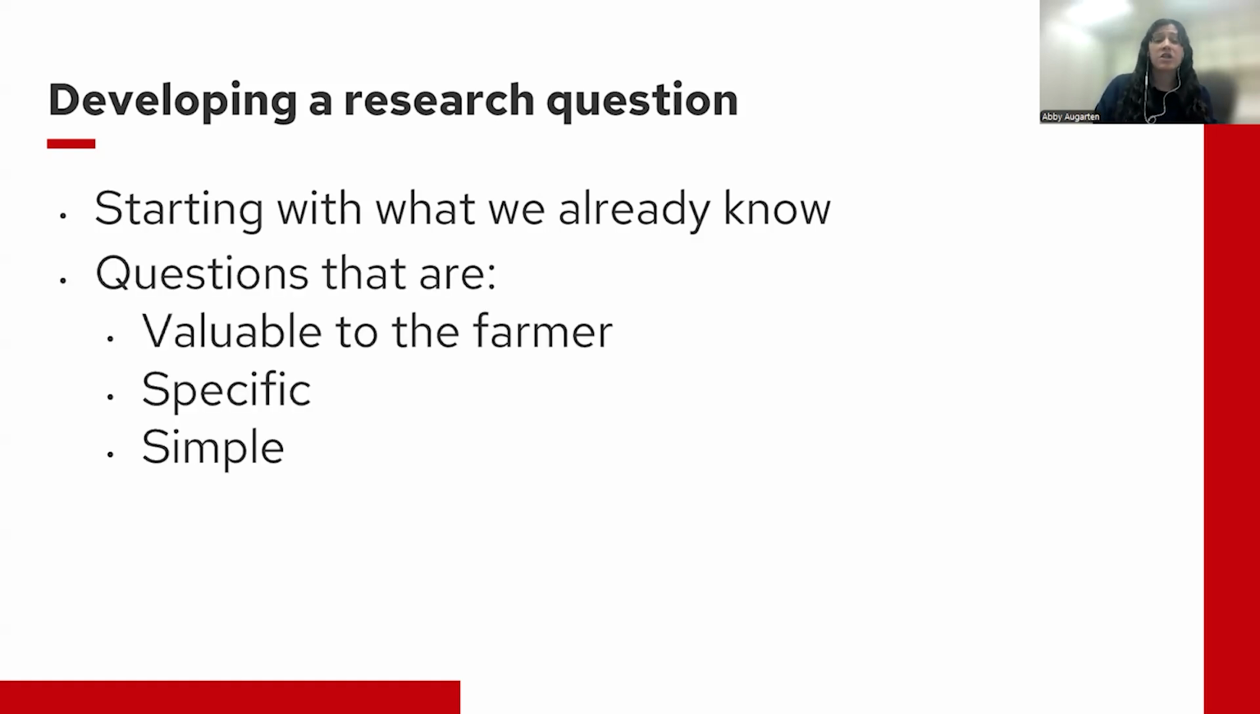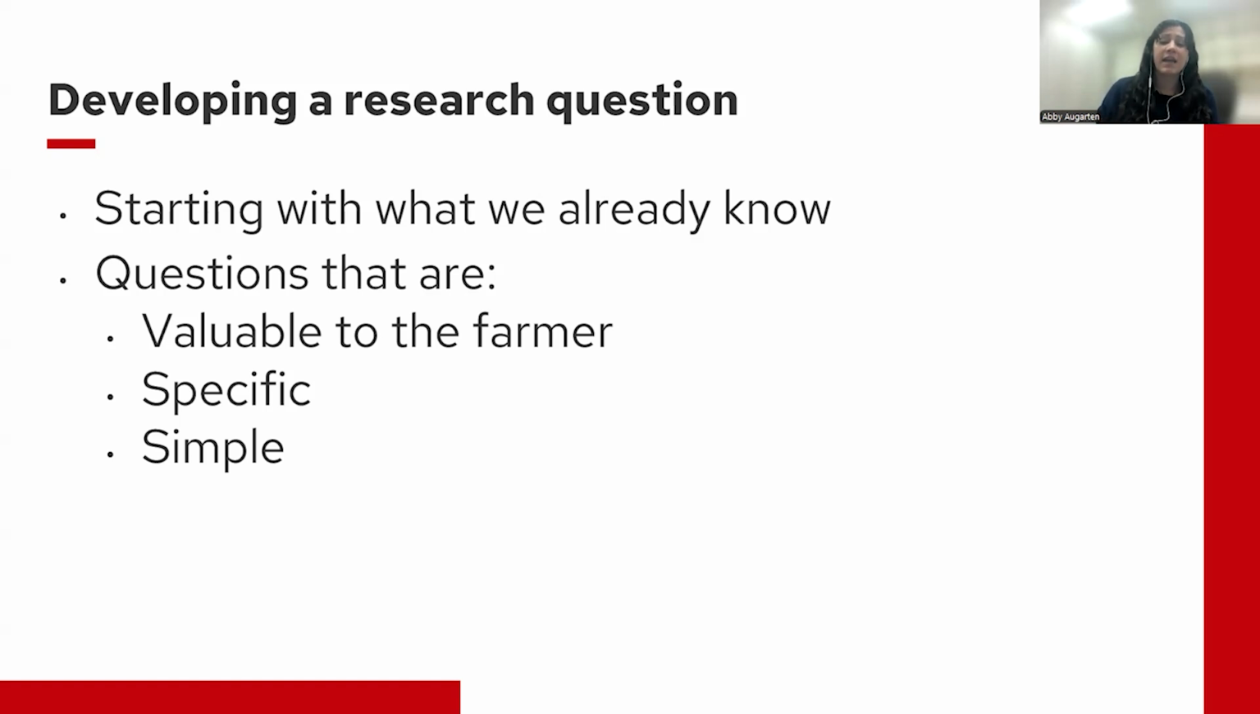Next is thinking about questions that are valuable to the farmer. So in my previous example, right, the producer I was working with was interested not only in yield and profitability, but was also really interested in the environmental outcomes. So thinking about, right, what is the research question? What are the outcomes that are of value to the farmer? Trying to be as specific as possible to really guide us in the next steps of developing the project, and keeping it simple, especially if you're new to on-farm research.